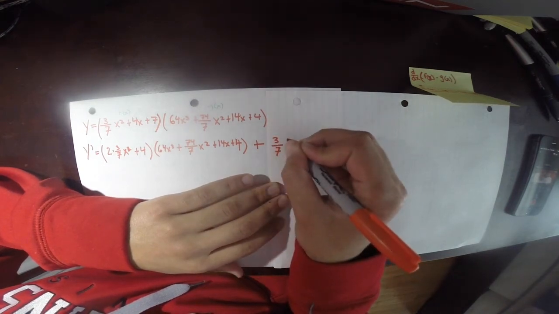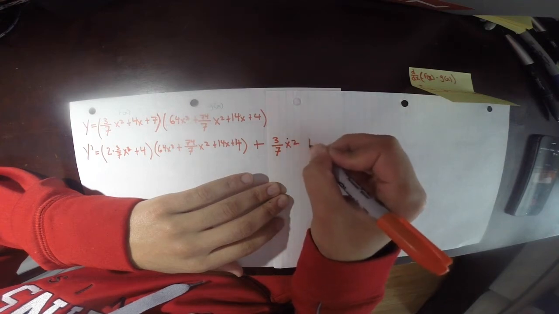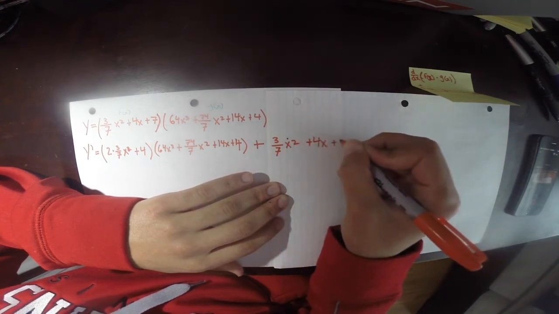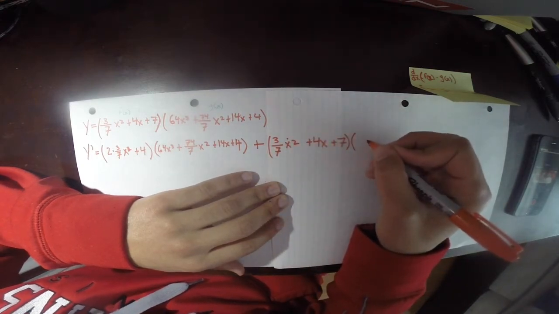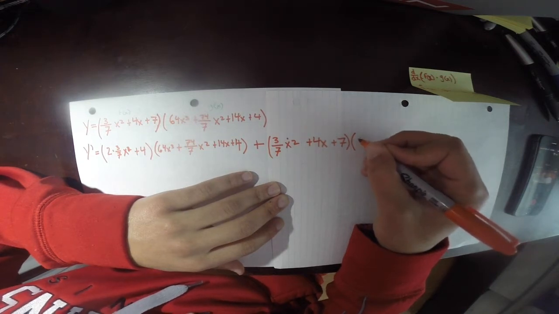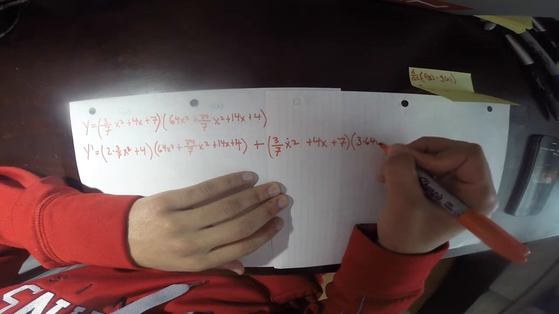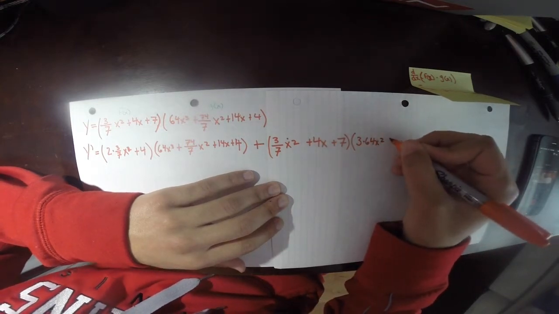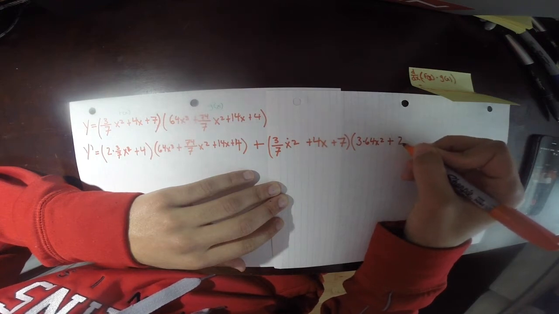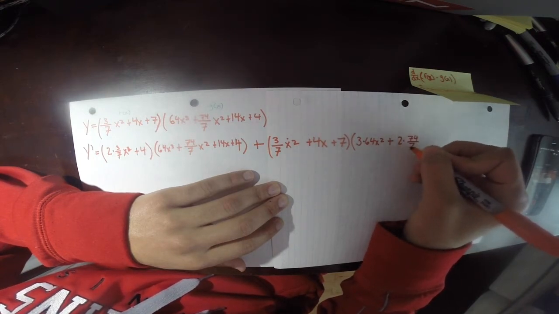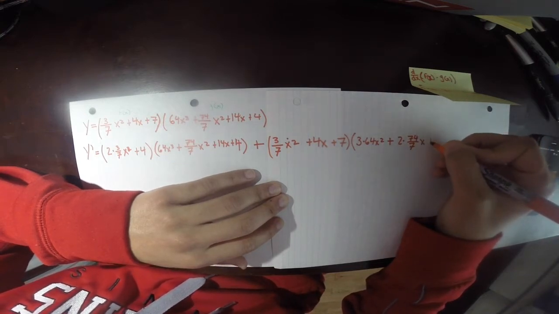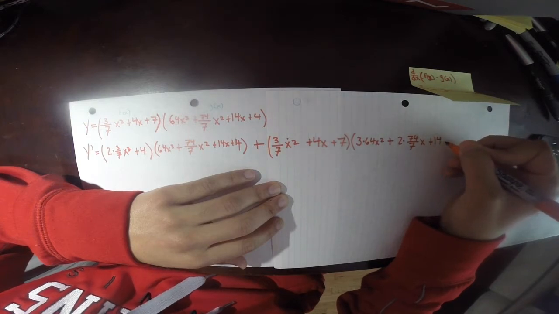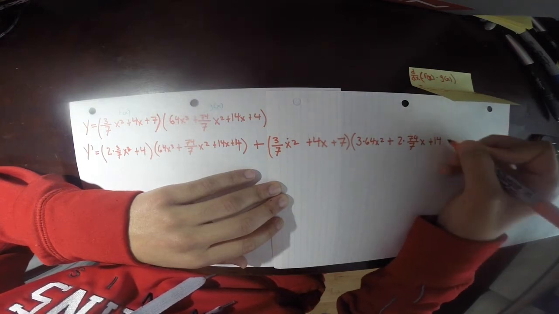So you got 3 over 7 x squared plus 4x plus 7 times the derivative of that, which would be, what would that be? 3 times 64x squared, because 3 minus 1. 74, so 2 times 74 over 7. 2 minus 1 is 1, so just leave it as x. And then x to the power of 0 is just 14. And then remember, it's a numeral, so just make it 0.